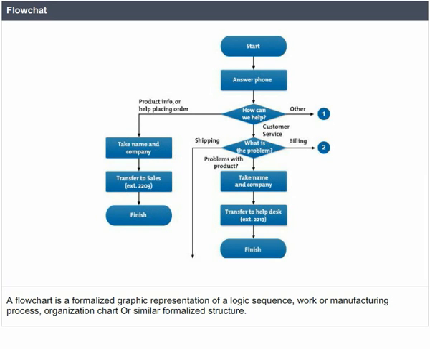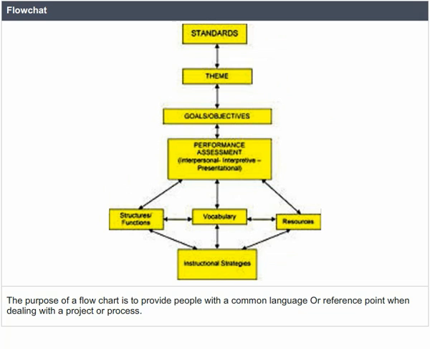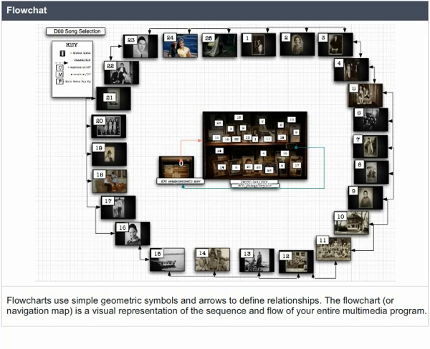Flowchart. A flowchart is a formalized graphic representation of a logic sequence, work, or manufacturing process, organization chart, or similar formalized structure. The purpose of a flowchart is to provide people with a common language or reference point when dealing with a project or process. Flowcharts use simple geometric symbols and arrows to define relationships.